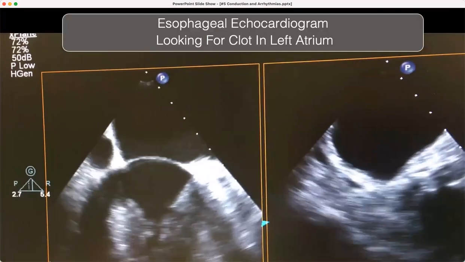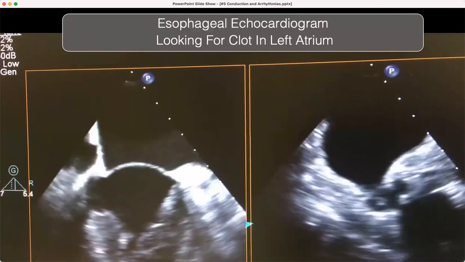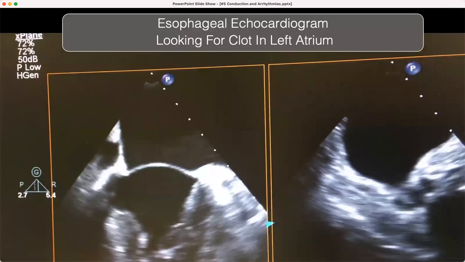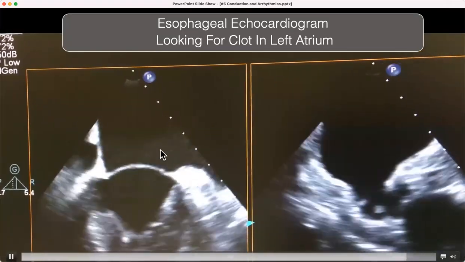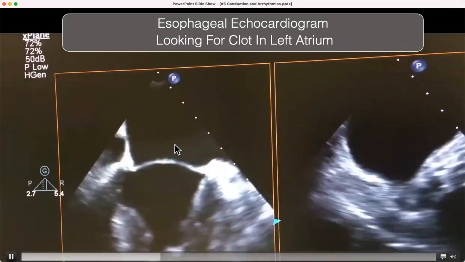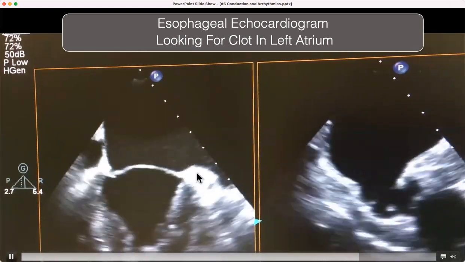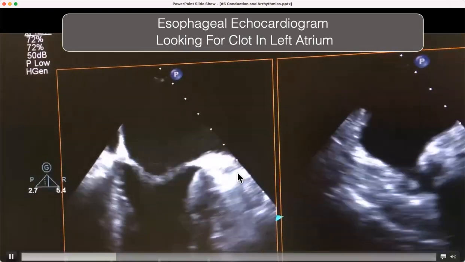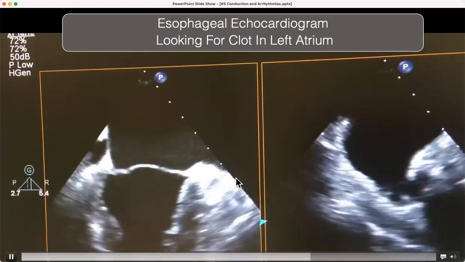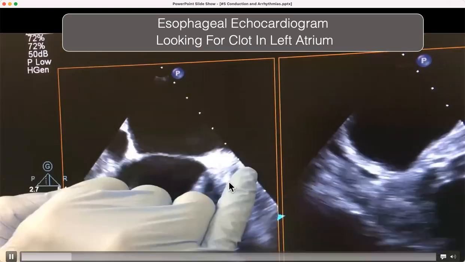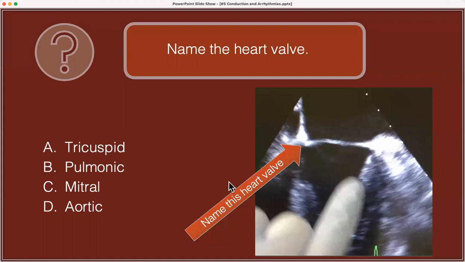So this is the actual video of the patient that we were taking care of. And this view is showing the valve between the left atrium and the left ventricle. And then right in here, this left atrial appendage is where a clot can form. So next question, what is that heart valve between the left atrium and left ventricle? Answer is the mitral valve.